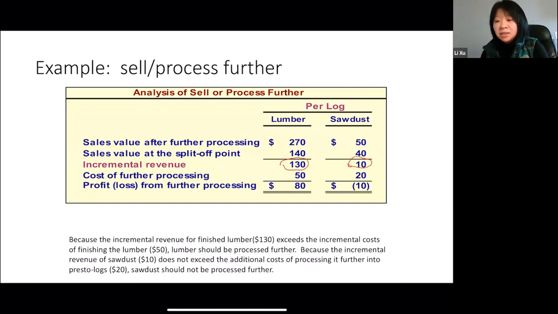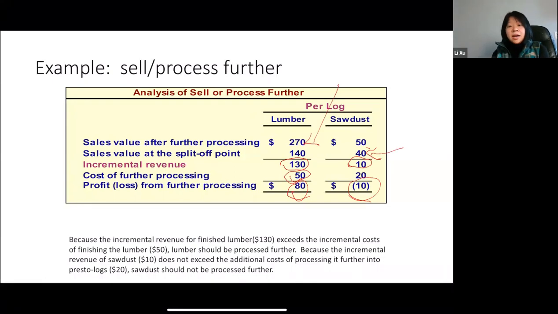But look at the lumber, how much is the cost? Cost is $50. Okay, so here, if you move one more stage of production, you're going to make $80. But the sawdust, if you move one more stage, you are going to lose $10. Okay? So compare these two products, you say, hey, for the lumber, I should process one more stage. Sawdust, I should just stop where it is and sell at $50. So for the sawdust, this will be your selling price. And for the lumber, you want to go one stage more, so you're going to sell at $270.